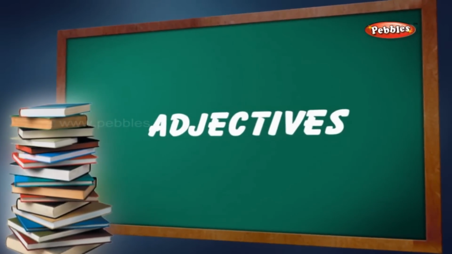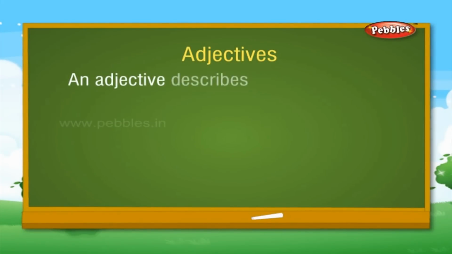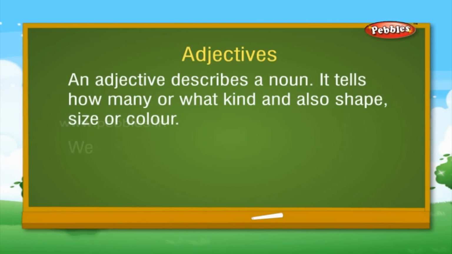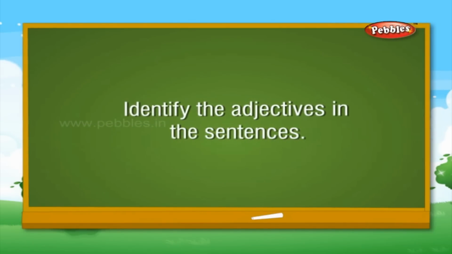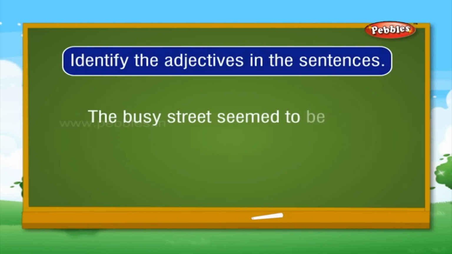We shall now look at adjectives. An adjective describes a noun. It tells how many, of what kind, and also shape, size, or color. We took 3 yellow flowers to the birthday party. Identify the adjectives in the sentences. The busy street seemed to be filled with fast cars.